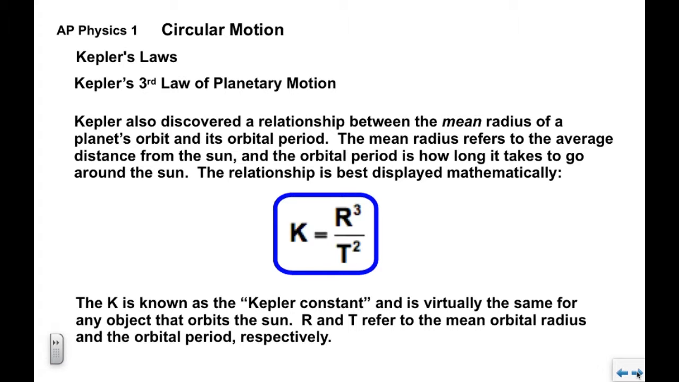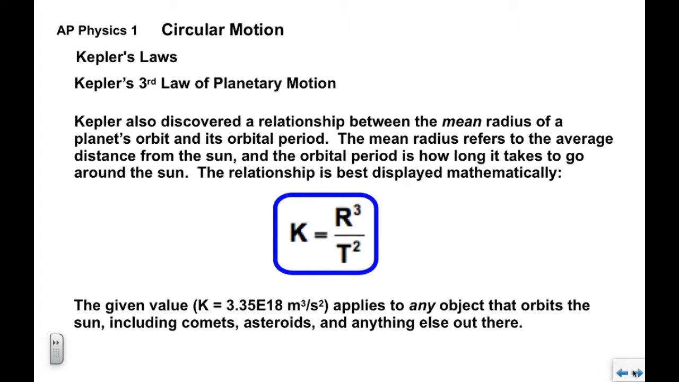This Kepler constant is virtually the same for any object that orbits around the sun. R and t, of course, refer to the mean orbital radius or the average distance from the sun and the orbital period. The k is known as the Kepler constant, and its given value for the sun in units of meters and seconds is 3.35 times 10 to the 18th. It applies to any object that orbits the sun, including comets or asteroids, planets, anything else that actually orbits around the sun.